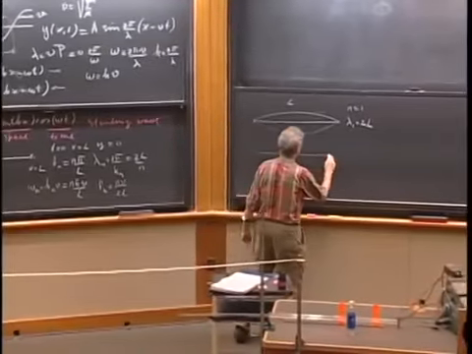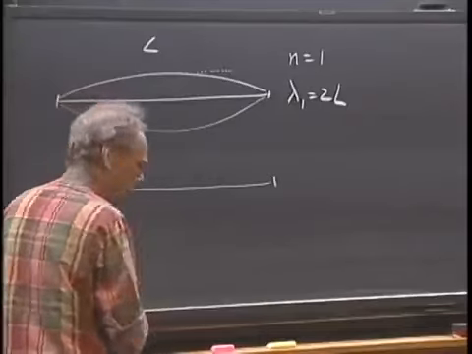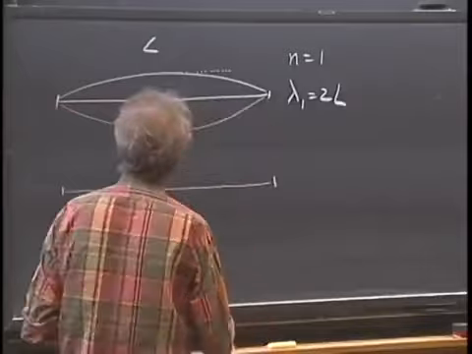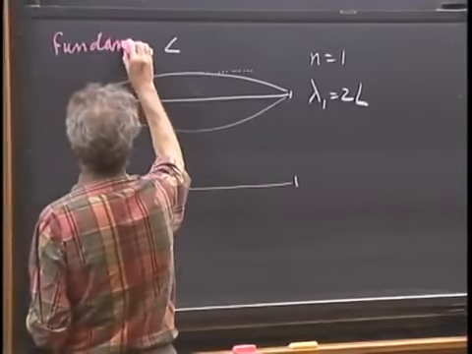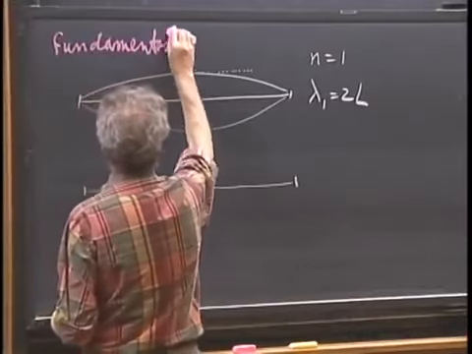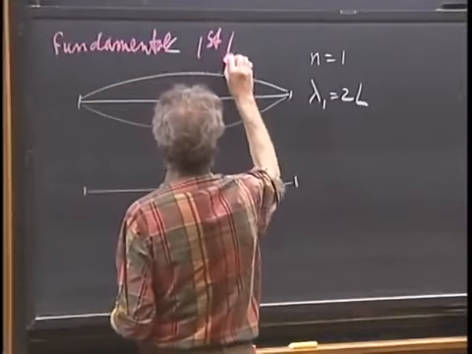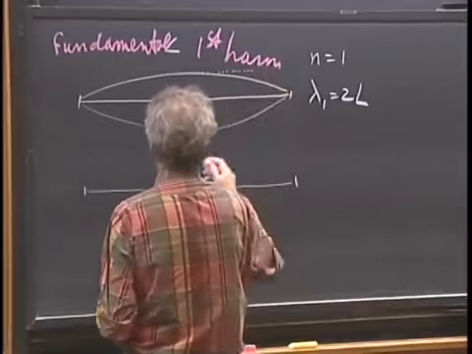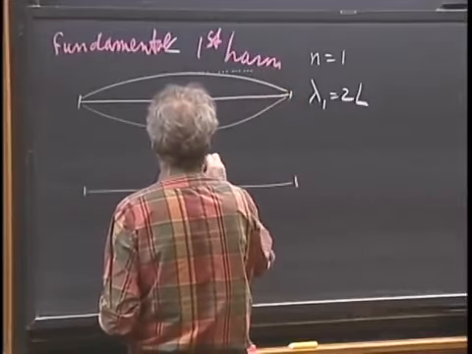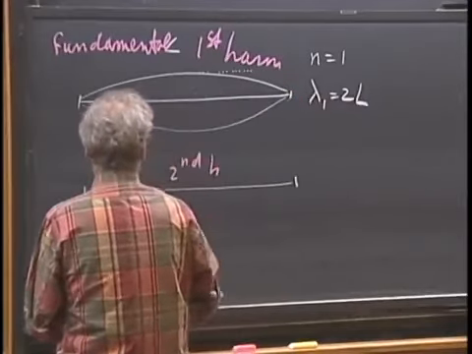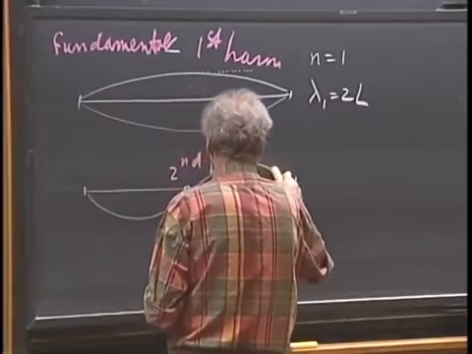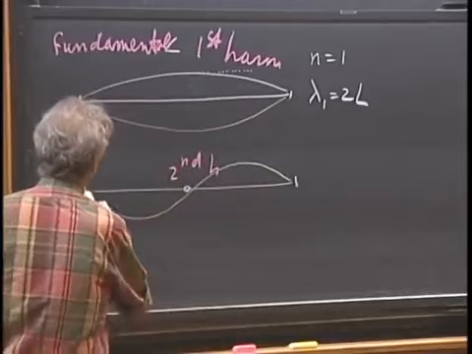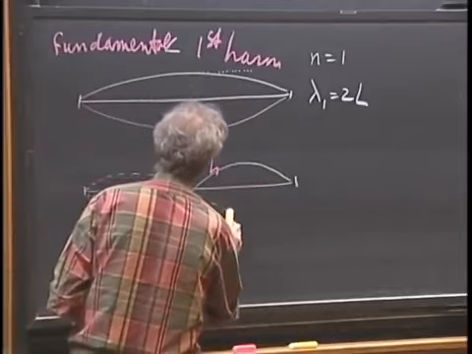So now we go to n equals 2, which is called the second harmonic. So let me write this down. This is called the fundamental, which is also called the first harmonic. And this is then called the second harmonic, whereby the point in the middle stands still. And then the cosine term will make it change shape like this.